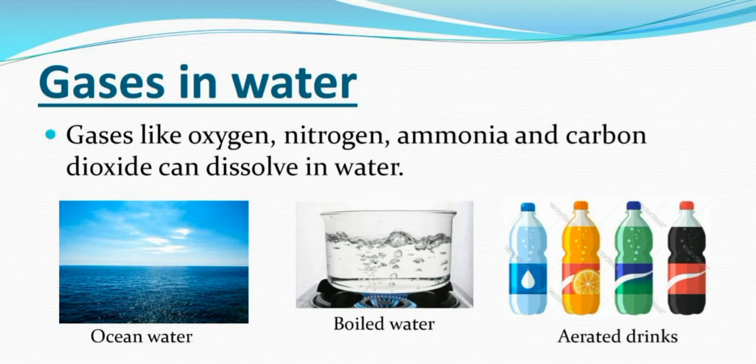And what happens when water starts boiling? Bubbles are formed on the side of the vessel and on the bottom. Why are these bubbles formed? These bubbles are of the dissolved gases that separate from the water on heating. These are the dissolved gases being separated from the water at the time of heating.